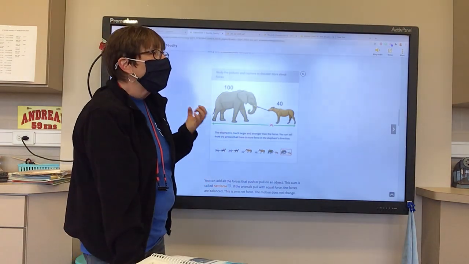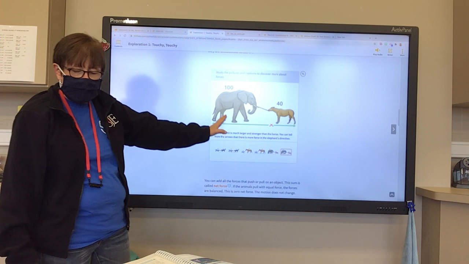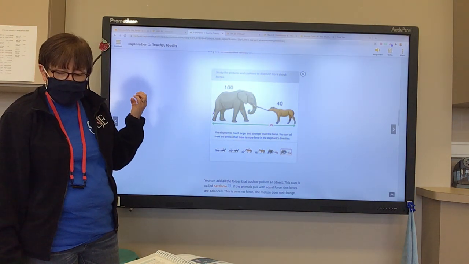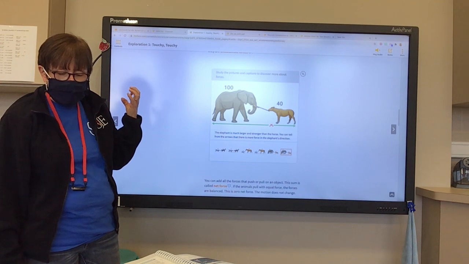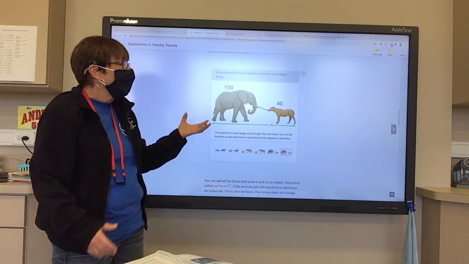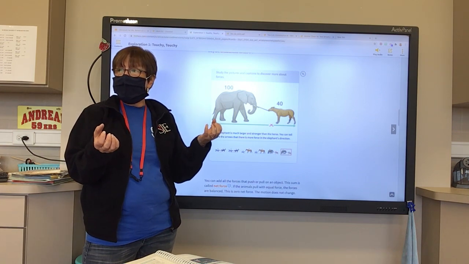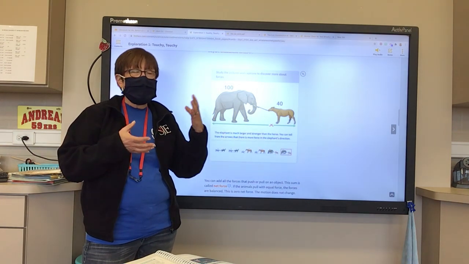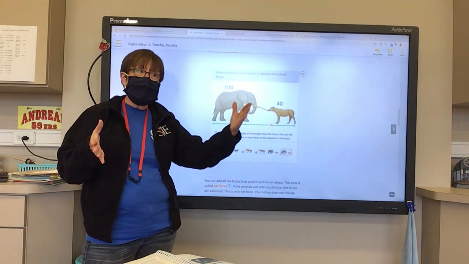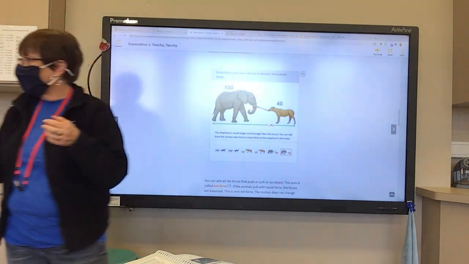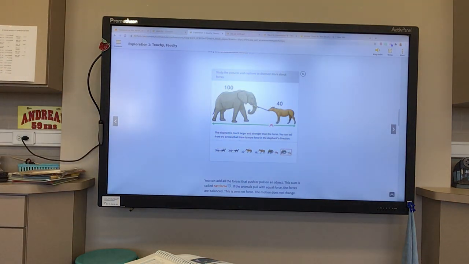So an unbalanced force causes an object's motion to change. What will happen to a moving object that is acted upon by balanced forces? So if it's a balanced force, is its motion going to change? No. If it's two balanced forces, the motion will not change. Okay?